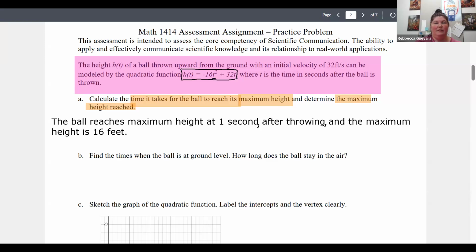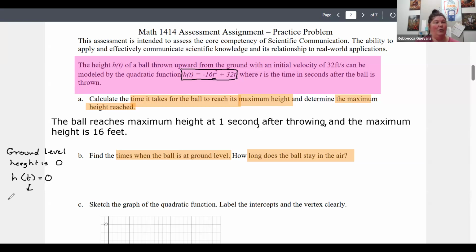Now the next part, let me highlight what we're looking for here again. So here we want to find the times when the ball is at ground level. And we want to know how long the ball stays in the air. So if you think, what is ground level? That means my height is 0. So I'm looking for when h of t equals 0, when my height is 0. So when we have this problem here, we're setting the quadratic to 0. What we're looking for is zeros of the quadratic, or you're looking for x-intercepts.